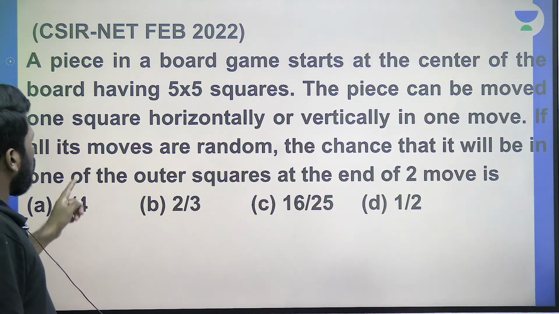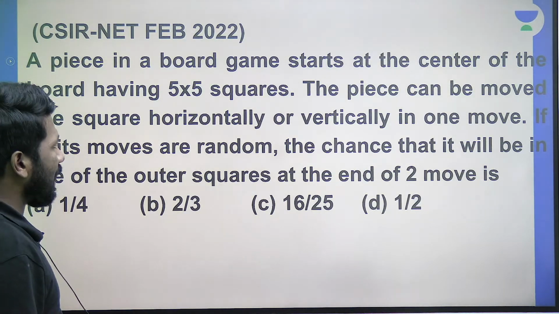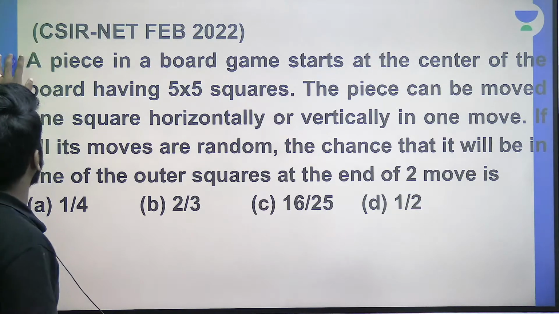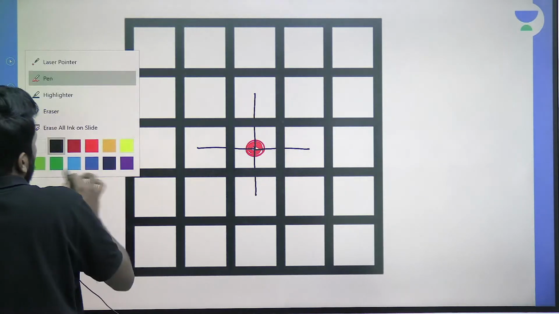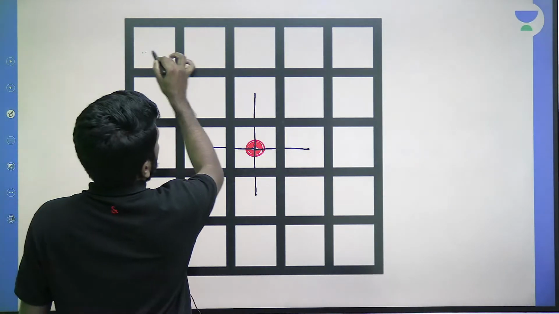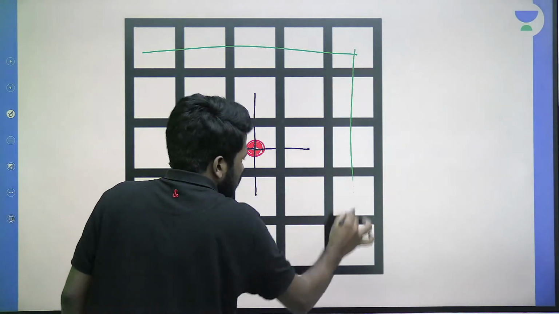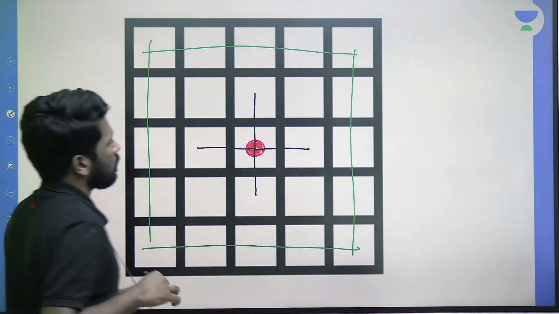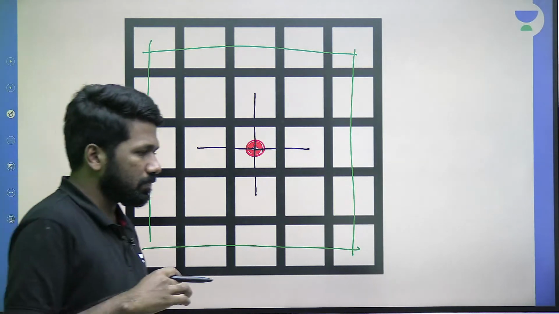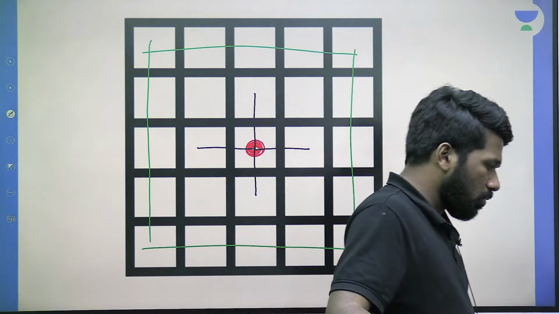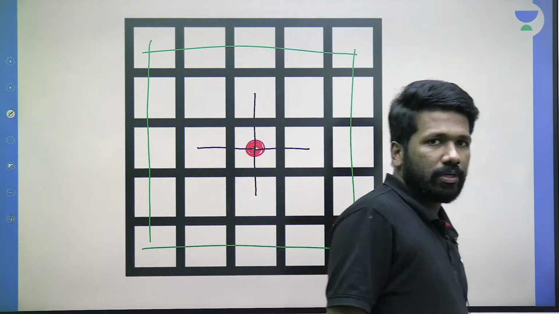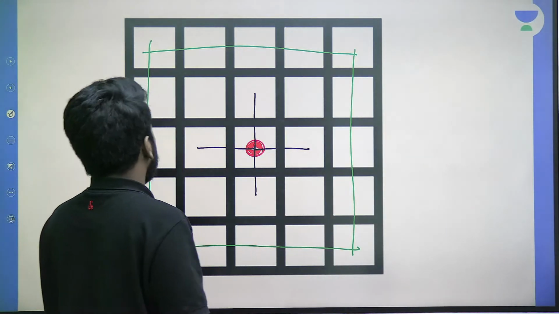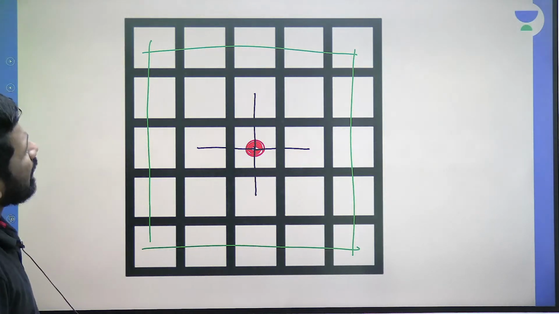If all its moves are random, what is the chance that it will be in one of the outer squares at the end of 2 moves? What is the meaning of outer squares? These all are outer squares. Are you all understanding? Squares on the edges, the outer squares. So it should be in this outer square.